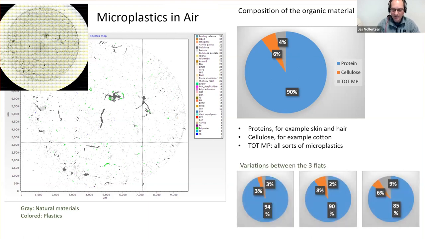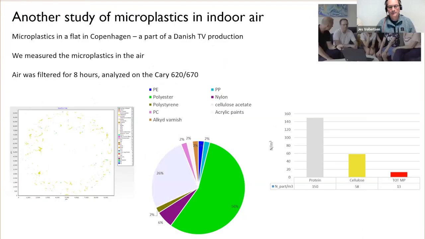This is just showing the variations between the three flats that we found, of course, different amounts, but it was pretty consistent. Some percent was plastics and the rest were natural materials. So this is actually a quite high load.